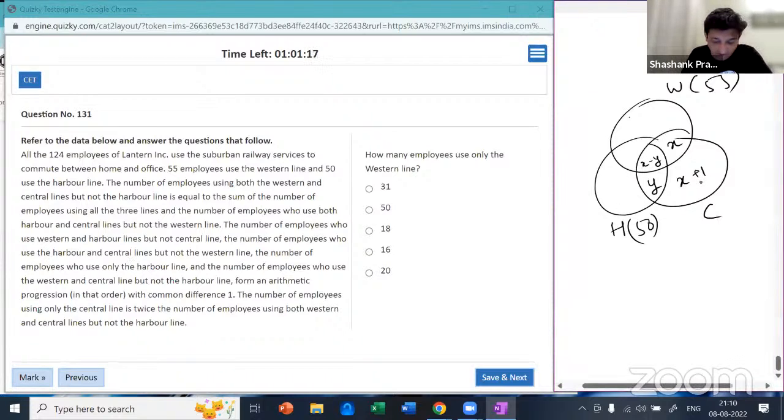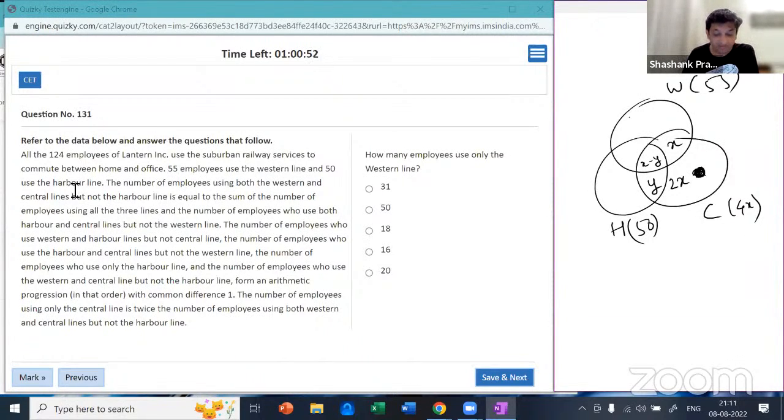So why did I do +1 here? Only central is twice the number of employees. Okay, this is 2x. I missed this. Okay, so what to do with this? Can't do anything, right? So central is 4x. That much I can say. Okay, this is interesting. I'll try it one more time.